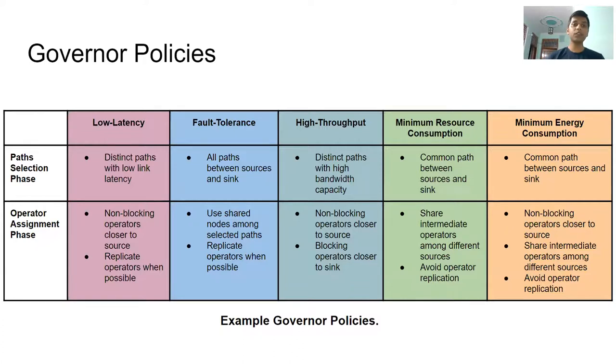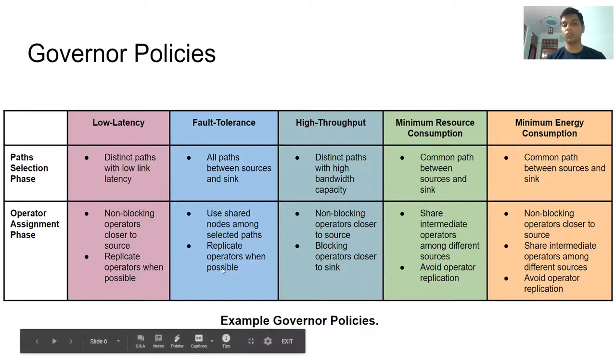So governor policy basically guides the placement process: how exactly the path selection has to be done, and how the operator assignment is done. For example, if you wanted to perform fault tolerance, you may want to select all the paths between source and the sink. And then when it comes to operator assignment, you want to use the node which is shared among most of those paths, so that if a path fails, you can still reach that particular node via some other path. And of course, you may want to replicate the operators whenever possible.